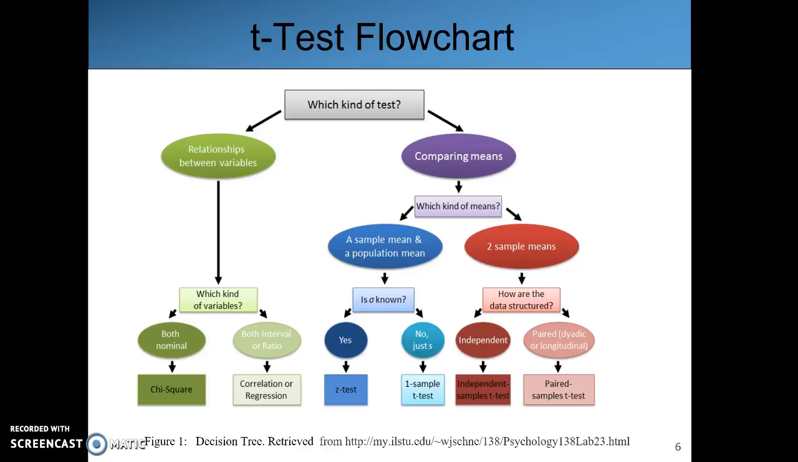Are we comparing a sample mean with a population mean? If that's the case and the variance is known, then we use the z-test. If we're still comparing a sample mean and a population mean, but the variance is unknown, then that's where we use the one sample t-test.